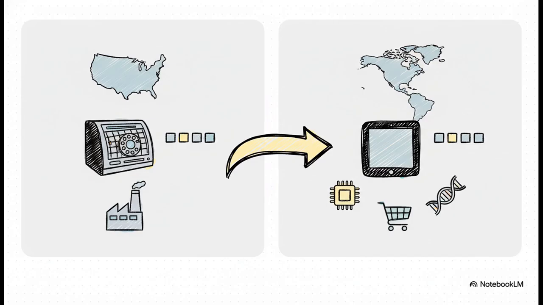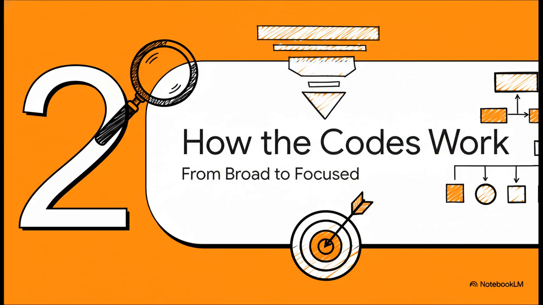Now that 2-digit difference might not sound like much, but it's huge. It lets NAICS be way more precise and capture all these modern industries like software and e-commerce and biotech that the old SIC system could have never even dreamed of. Okay, but the real magic of these codes is all in how they're built. These aren't just a bunch of random numbers. They have this really cool hierarchical logic that lets you go from incredibly broad to totally laser-focused.